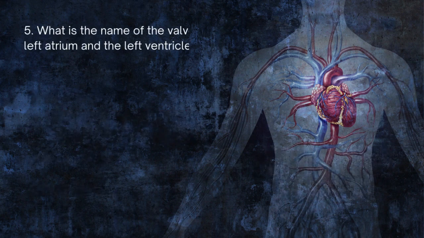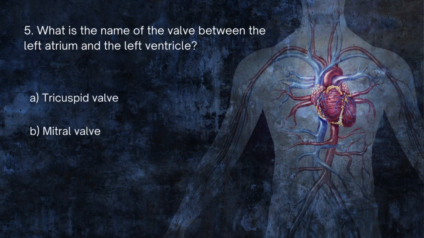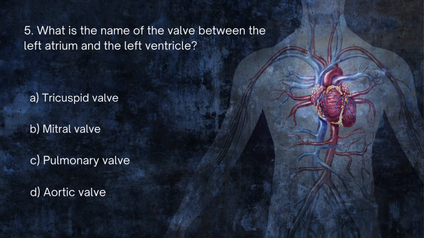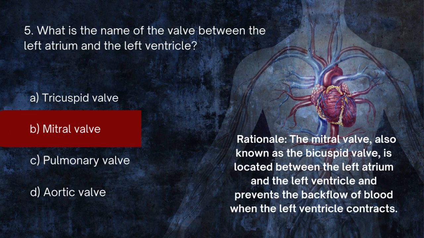5. What is the name of the valve between the left atrium and the left ventricle? A. Tricuspid valve. B. Mitral valve. C. Pulmonary valve. D. Aortic valve. Rationale: the mitral valve, also known as the bicuspid valve, is located between the left atrium and the left ventricle and prevents the backflow of blood when the left ventricle contracts.